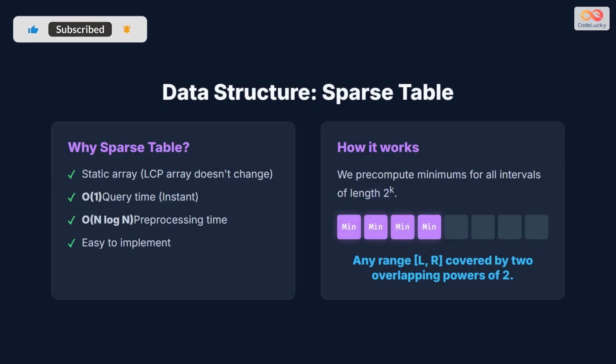To solve range minimum queries efficiently, we can use a sparse table. Since our LCP array does not change, the sparse table allows us to pre-compute minimums for intervals of power of 2 lengths. This gives us the ability to query the minimum of any range instantly.